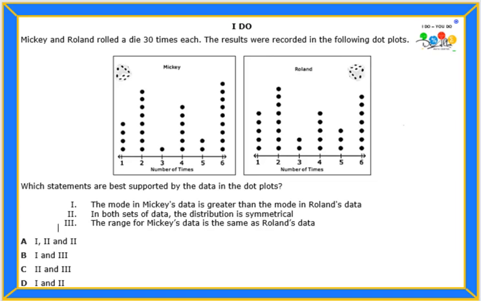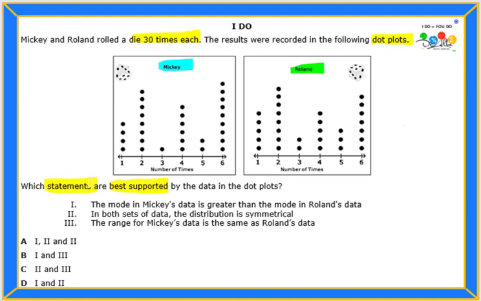Hello students, let's read this problem together. Mickey and Roland rolled a die 30 times each. The results were recorded in the following dot plots. So you can see here that we have a dot plot for Mickey and one for Roland. So which statements are best supported?